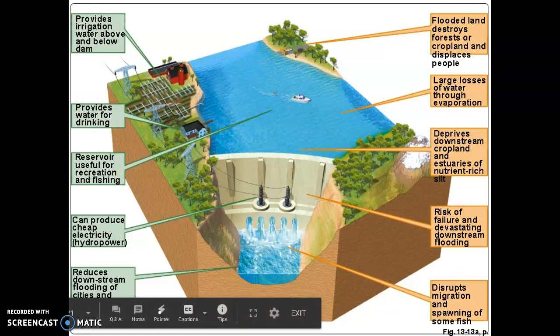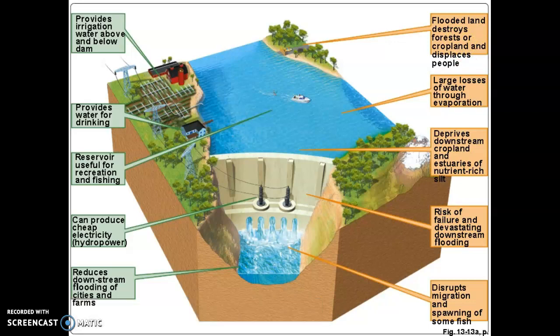The flooded land destroys forests or cropland and displaces people. There's a large water loss through evaporation. You've now increased the surface area that's exposed to the sun, like many times over, and so there's more of it that's exposed for evaporation, so it actually evaporates quicker. It deprives your downstream cropland and estuaries, which is rivers and streams, of nutrient-rich silt.